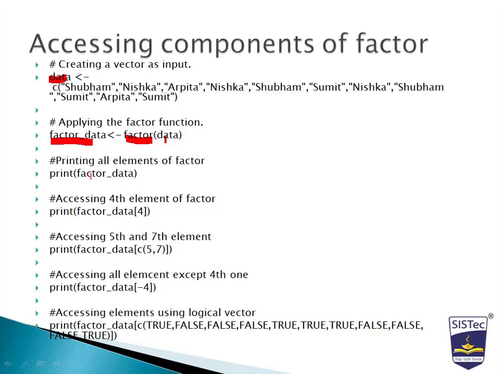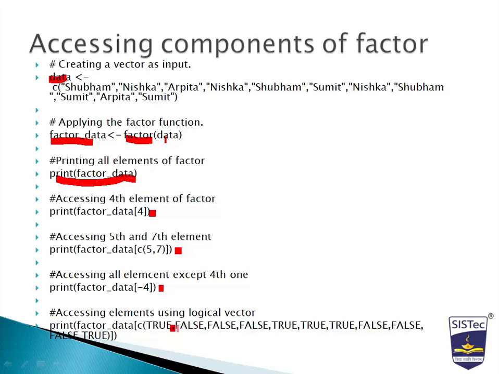Then we print all elements of the records. Now we want to print the factor data, to see what the value of factor data is. Then we print the fourth element of factor data, then the fifth and seventh. Then we exclude the fourth position and display all the data. And we can also use a logical vector. We can access elements through the logical vector.